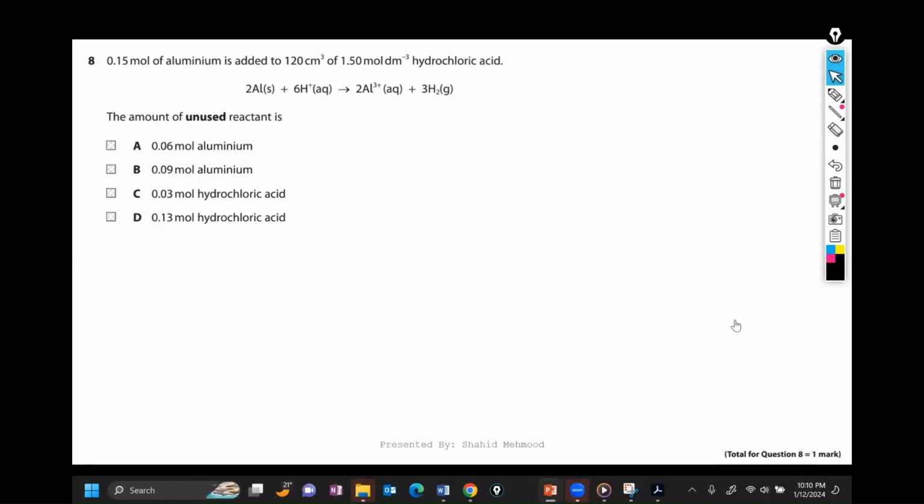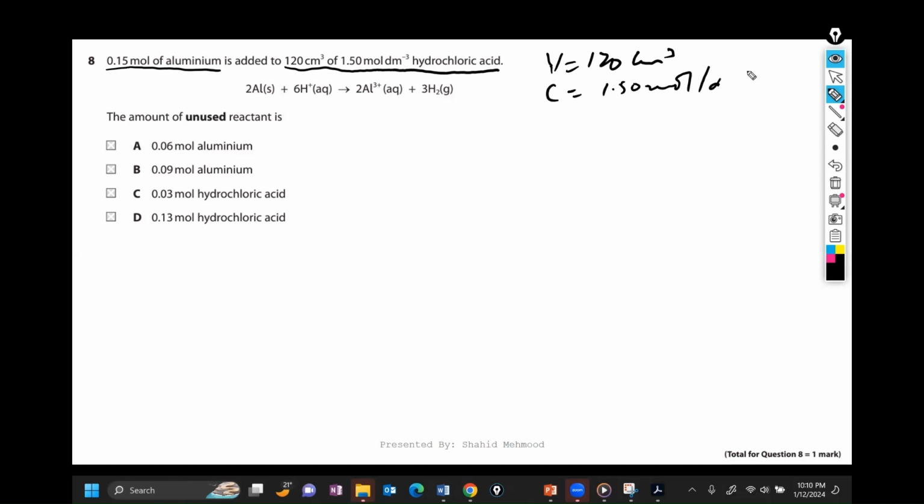Question number 8. 0.15 mole of aluminium is added to 120 cm cube of 1.50 mole per dm cube hydrochloric acid. So two reactants are here, aluminium and hydrochloric acid. Aluminium is 0.15 mole, so it's okay. But hydrochloric acid is given as volume and concentration. Volume is 120 cm cube, while concentration is 1.50 moles per dm cube.